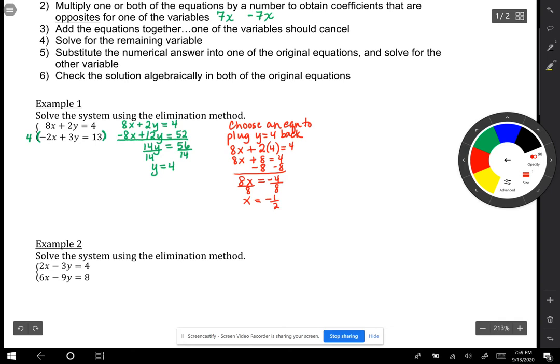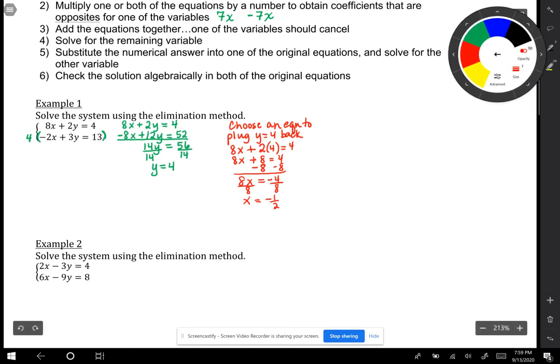Okay, and now we are going to check our answer. I mean, we have an answer. Well, let's write the answer, what we have anyway. Remember to put x first, but don't box it in until it checks. So let's check. In the top equation, 8 times x is negative 1/2 plus 2 times y is 4 equals 4. That's negative 8 divided by 2, which is negative 4, plus 8 equals 4. 4 equals 4. It checks.